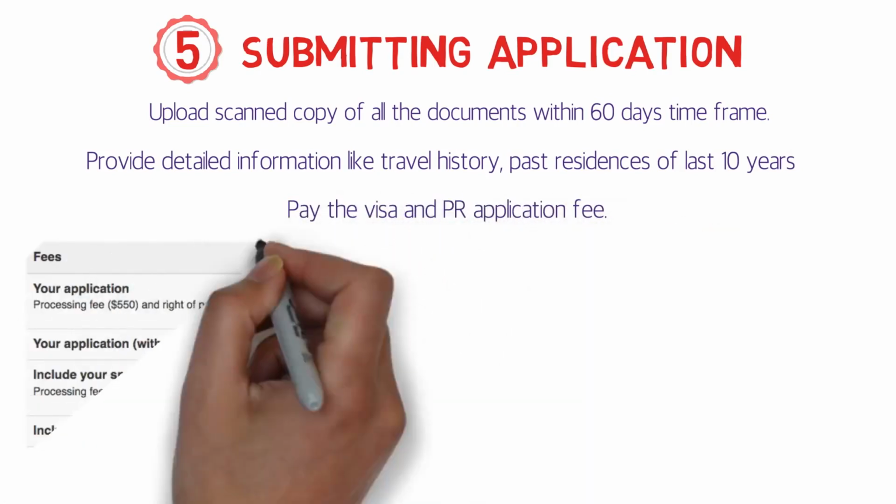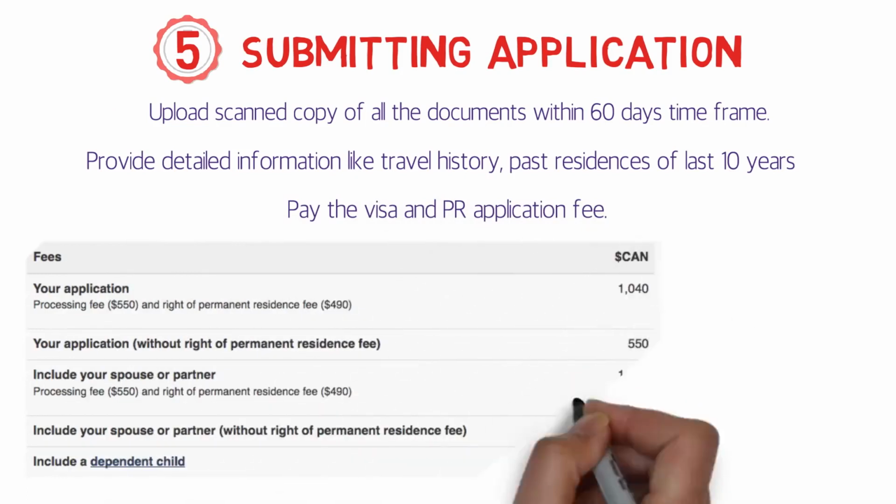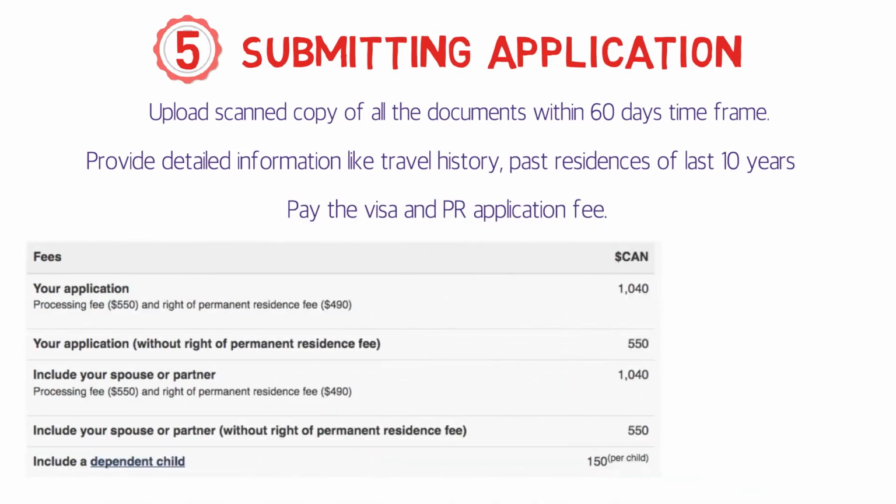So how much is the fee? This is the official screenshot from the Canada.ca website. If you're a single applicant, in that case, you need to pay something around 1,040 Canadian dollars. And if you include your spouse as well, in that case, you need to pay double that amount.